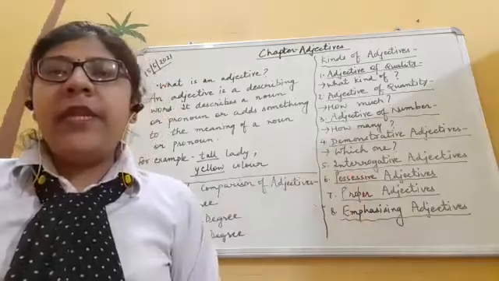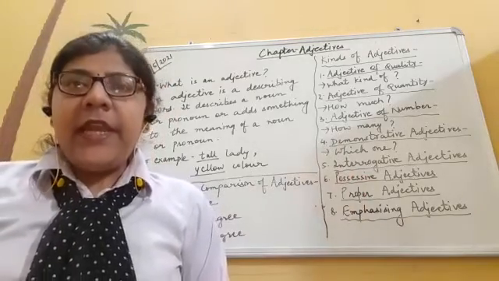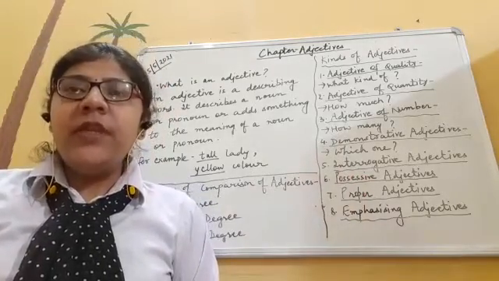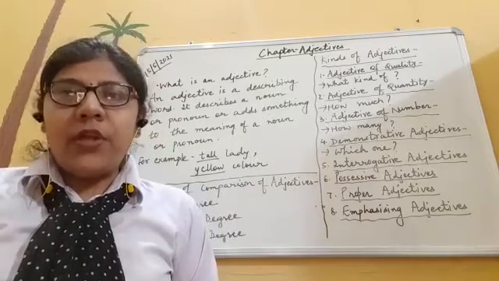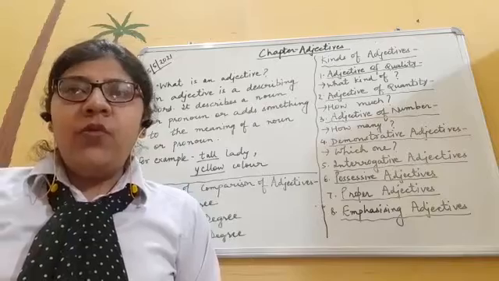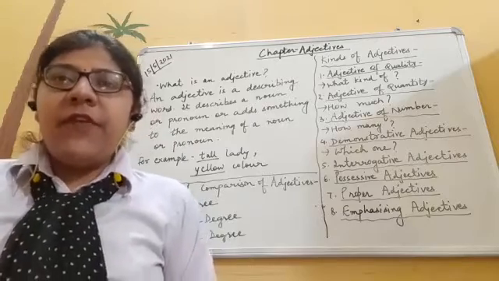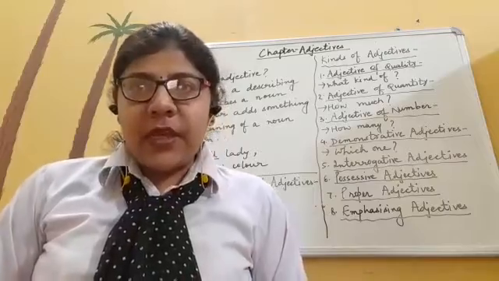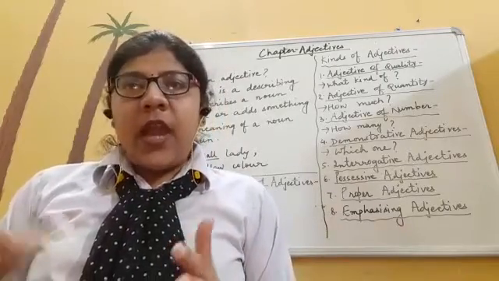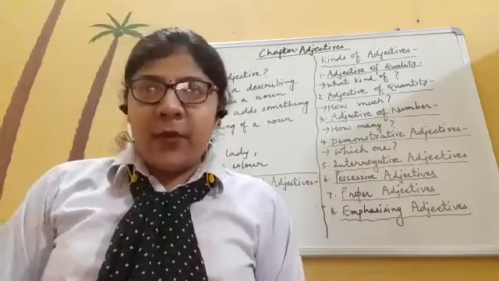Come to the next one, interrogative adjectives. Interrogative adjectives are those which are basically used for asking questions. They can be what, which, whose, whom and so on. Fine. If I say, whose painting is the best, now whose painting, and at the last I'm asking the question.